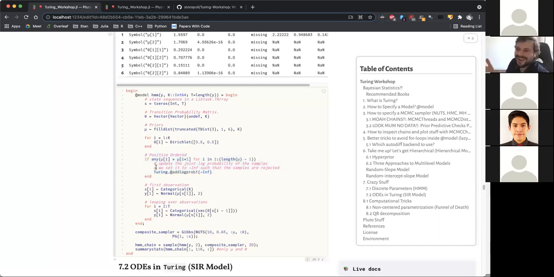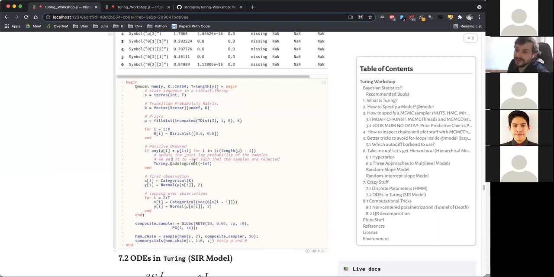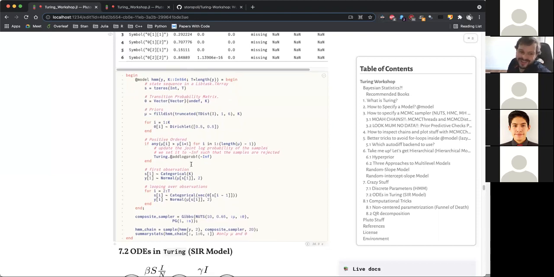But this is what I found to do the hack, to have a positive ordered vector and to have the simplex in the thetas. There is something in Turing's documentation on bijectors, but I could not get it to work, so I gave up. I spent a lot of hours, so it's not something trivial.